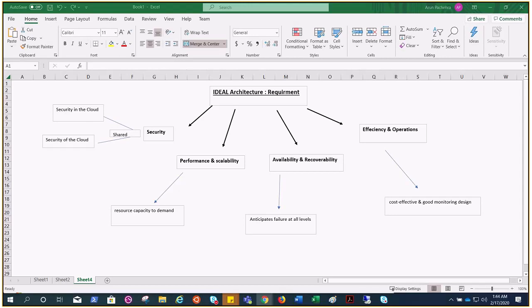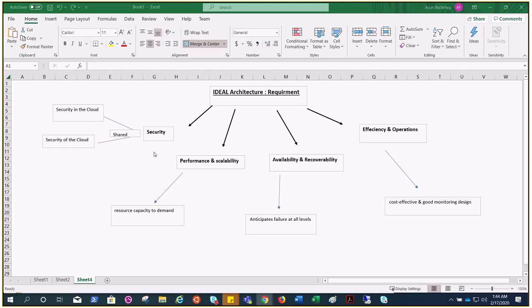Okay, let's try to understand these points one by one. The very first is security. Well, we all know security is very important for everyone, and so it is for the cloud. It is not like if you are in the cloud now, you need not worry about anything. It is not like that. In cloud, we have the shared responsibility for security.